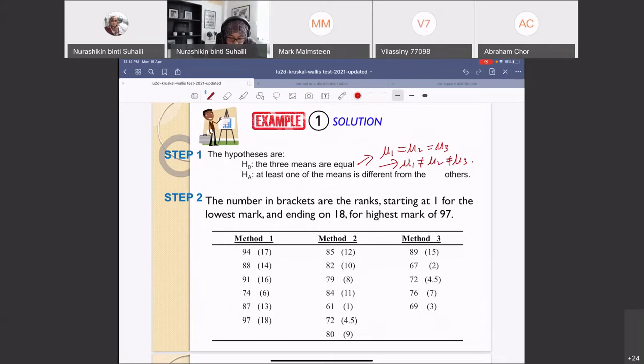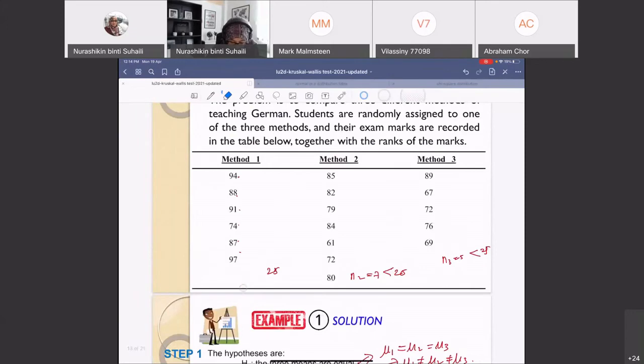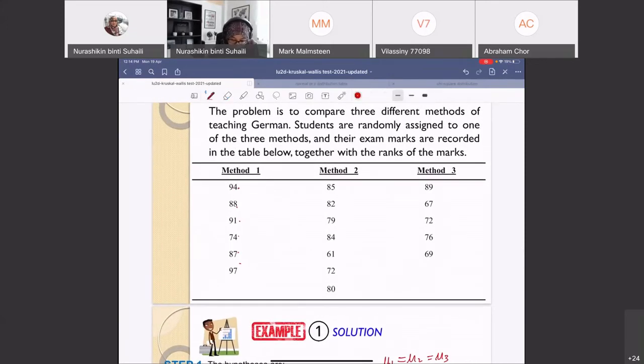So if you analyze the data, let's have a look at the original data over here. Combining means that you mix them all together when you assign the ranks. The lowest value is this one, 61, isn't it? You have to examine carefully when you analyze it, because sometimes you might miss the lowest one and rank the whole thing incorrectly. And the highest value is 97. Maybe you can just write highest and lowest when you do your analysis. You start your ranking from 61, which is number one, followed by what's next?